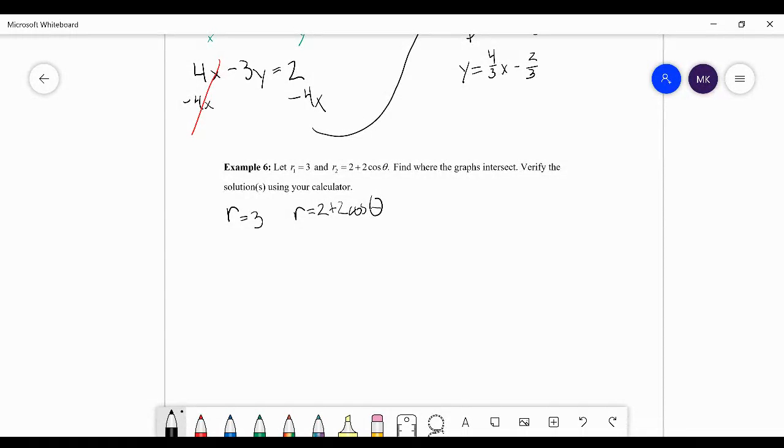So I have two equations that tell us what r is equal to. To find out when they're the same, I simply have to find out when they are equal to each other. So I can take this and solve very simply: 2 plus 2 cosine theta equals 3. Subtract 2 from both sides, giving me 2 cosine theta equals 1. Divide by 2 on both sides. And we get cosine of theta equals 1/2.